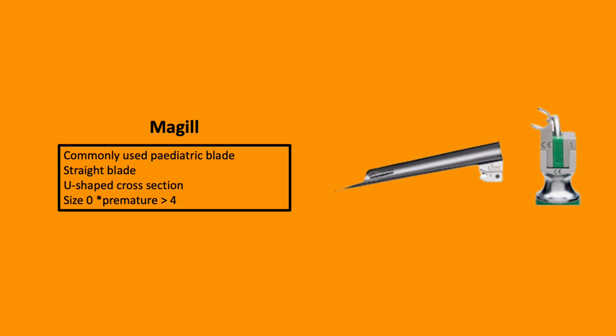The McGill blade is the most commonly used paediatric blade. It's a straight blade and it's a U-shaped cross section. It comes in a range of sizes from 0 to 4, 0 being used in premature infants.